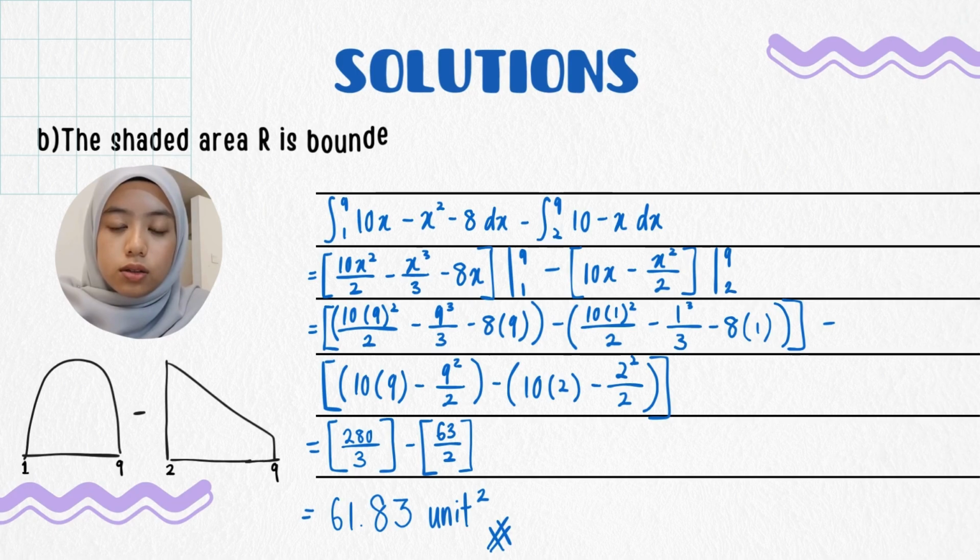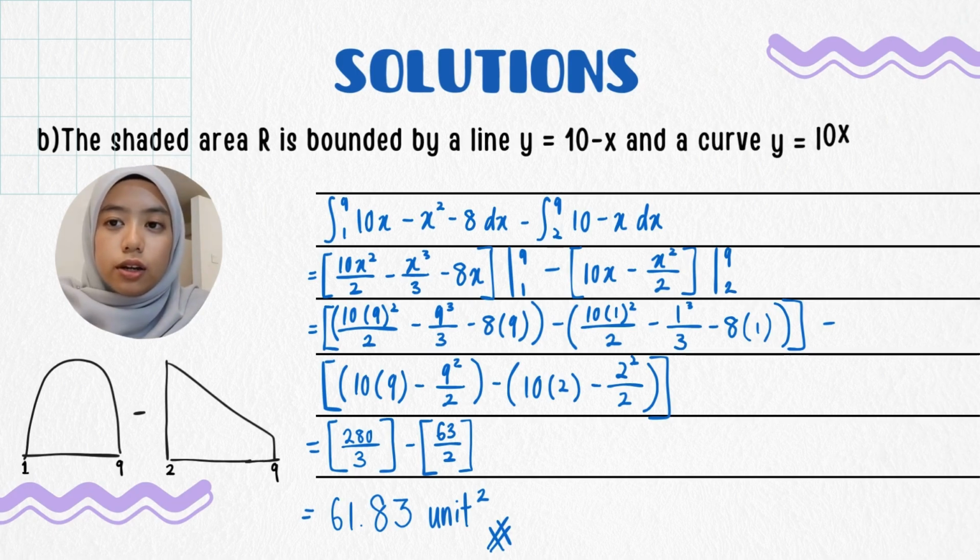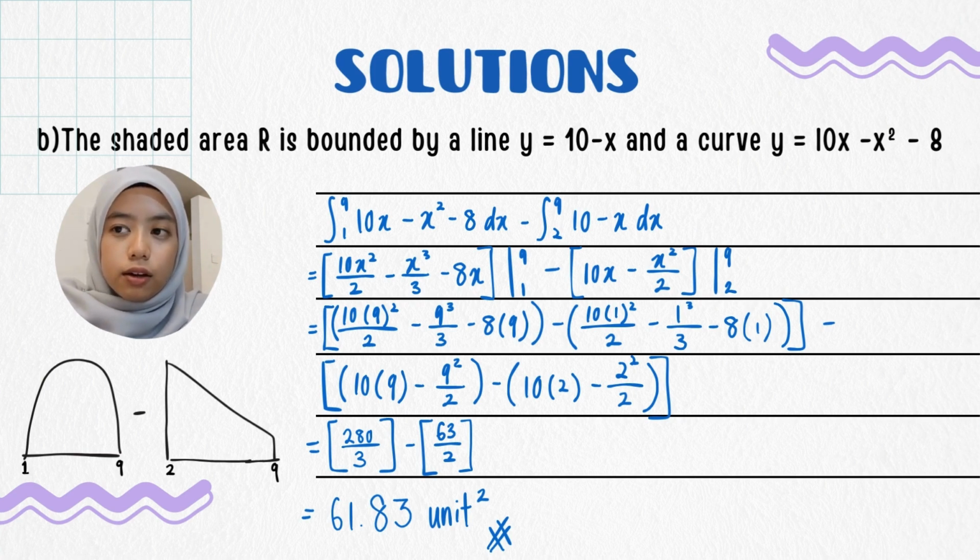So for the second question, which is B, it's to determine the shaded area R bounded by the line y equals 10 minus x and the curve y equals 10x minus x squared minus 8. So first, we must put the integral of 10x minus x squared minus 8 from 9 to 1, and we minus it with the integral of 10 minus x from 9 to 2. Then we integrate the equations by parts.